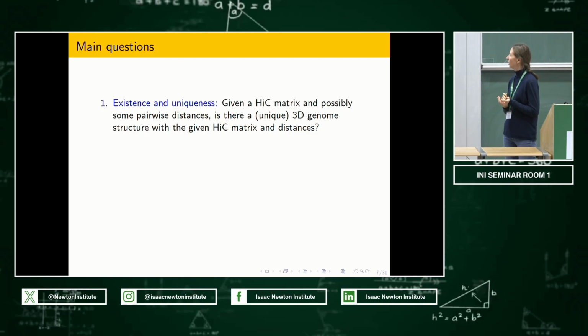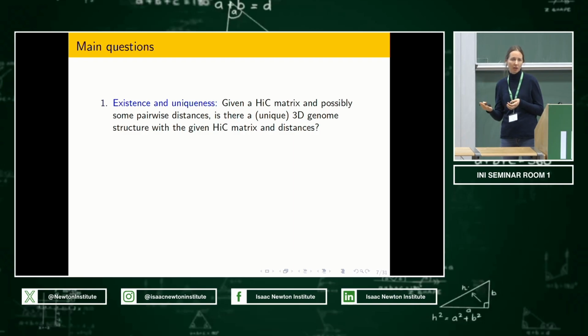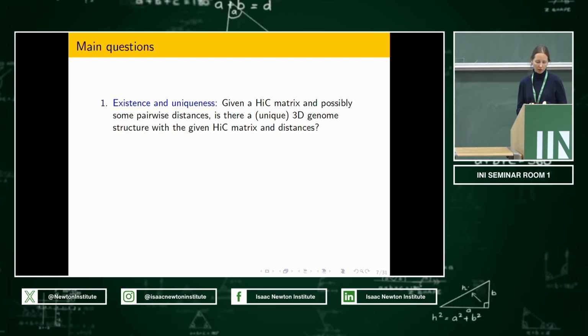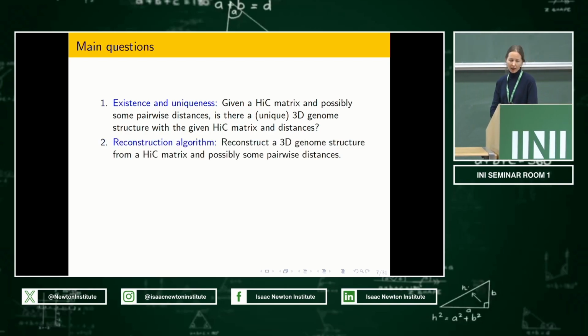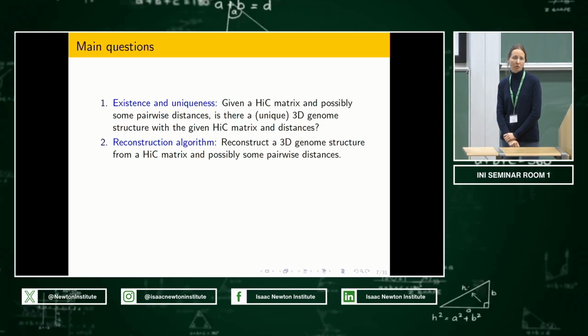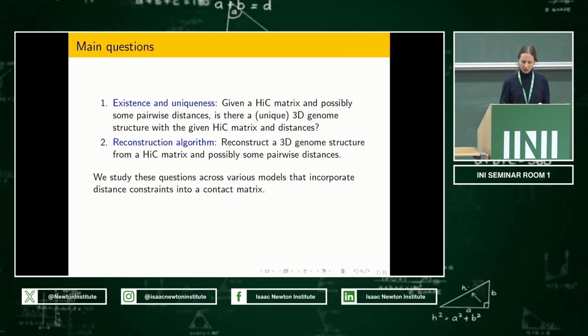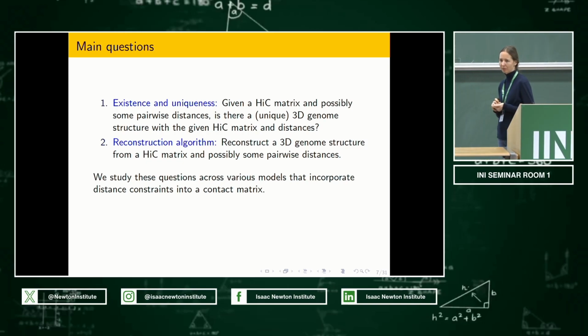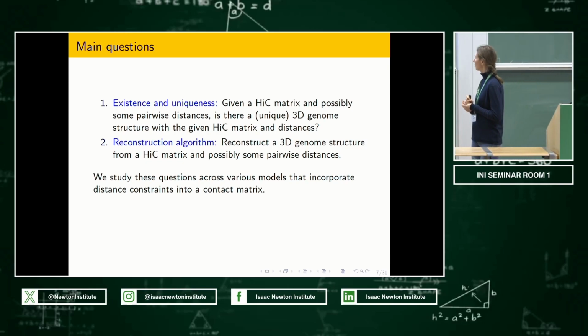But that's the first main question, and the second one is when we add the uniqueness. If there exists a structure, is it unique, or are there finitely many, infinitely many structures? And then the second, more practical question is how to reconstruct: given a 0-1 matrix, how to reconstruct the three-dimensional structure. And we will study these questions across various models.